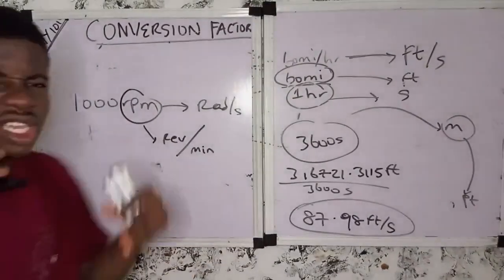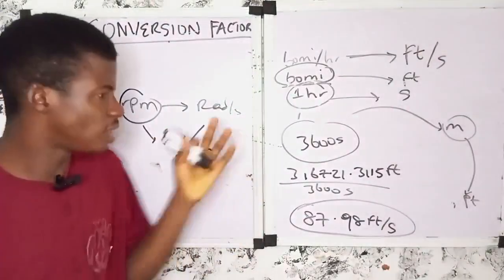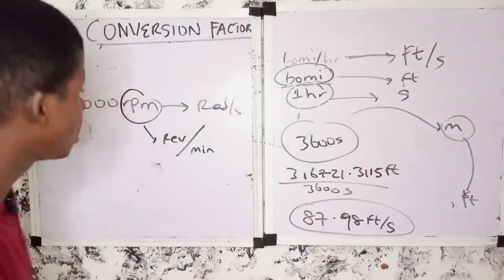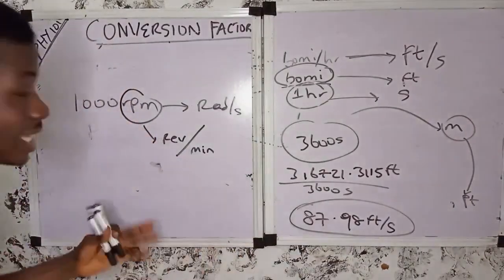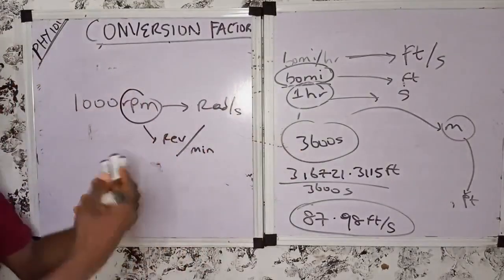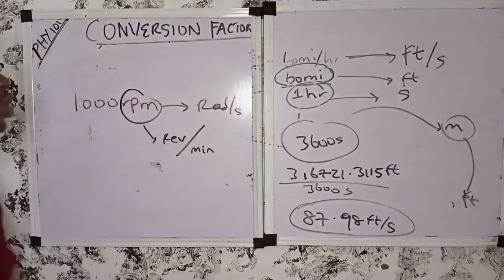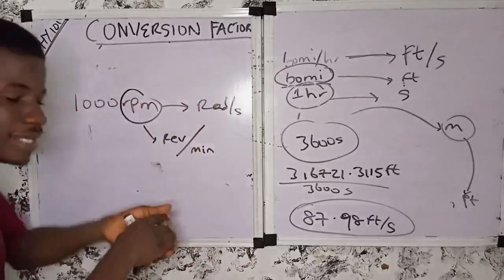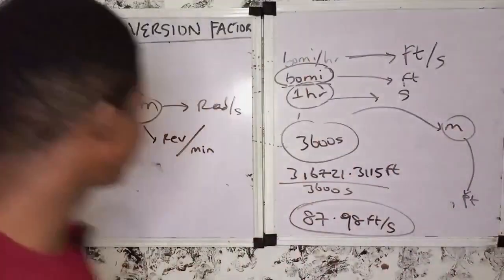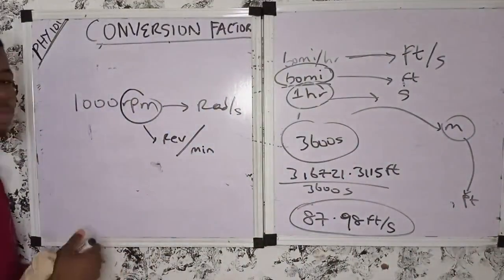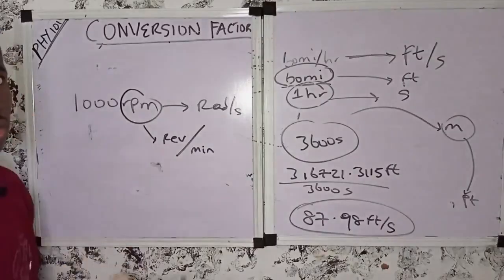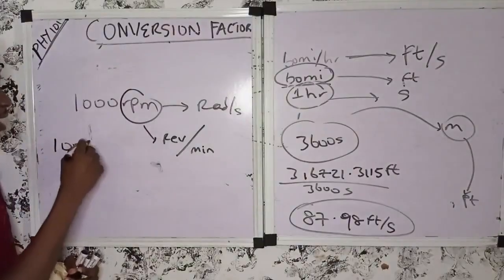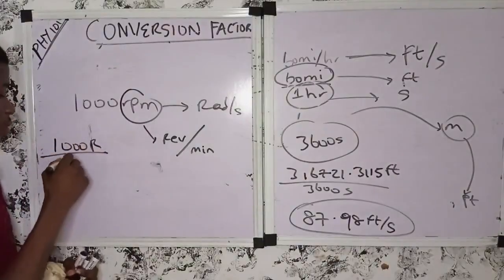Okay, now when you see all this revolution per minute, revolution, radian, what comes to your mind? Angle, conversion factor of angle. Okay, yes. I'll give you guys a conversion factor for angle again. So they are telling us to convert from 1000 RPM to radian per second. It's still the same method we have been doing. 1000 RPM, which means revolution per minute, is the same as 1000 R over 1 minute.